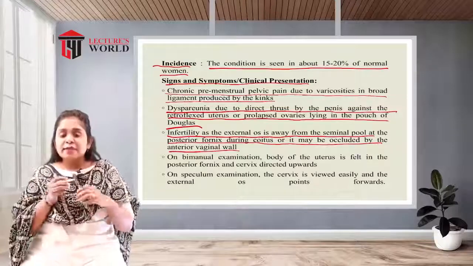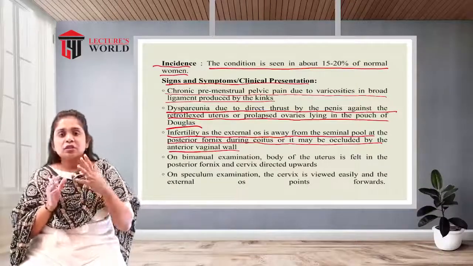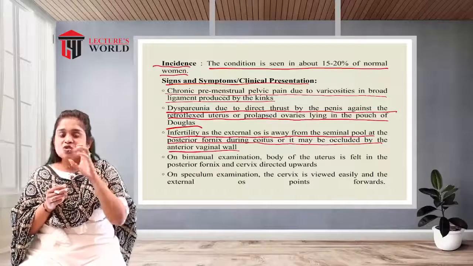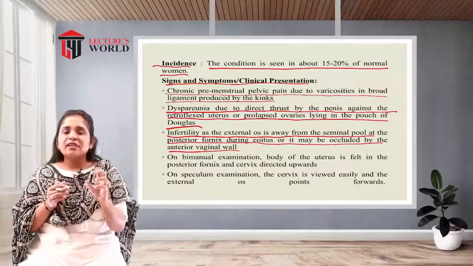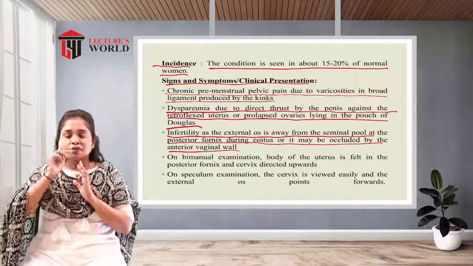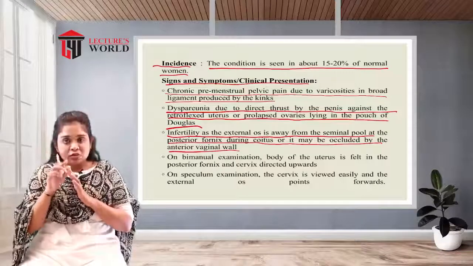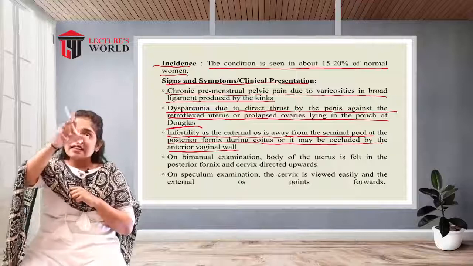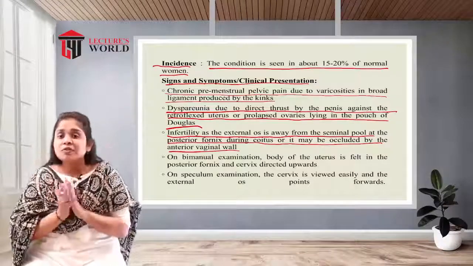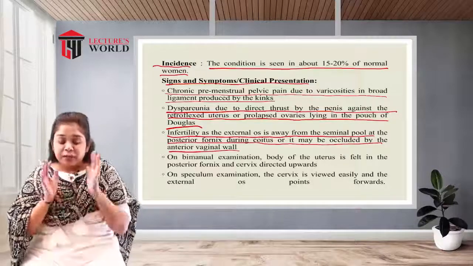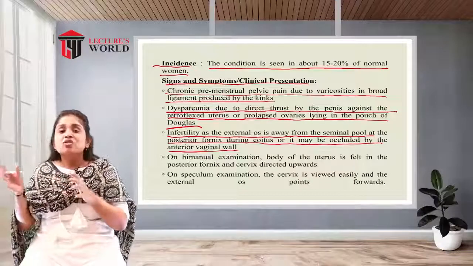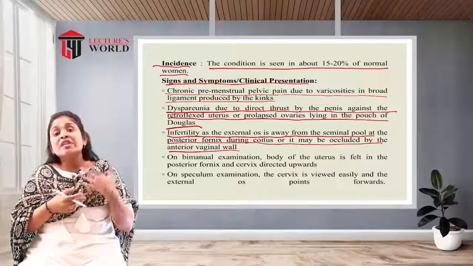Then after, infertility, as the external os is away from the seminal pool at the posterior fornix during coitus, or it may be occluded by the anterior vaginal wall. If we want fertilization, deposition of sperm takes place in the supravaginal region, and from there the sperm travel to the cervical part, the body, then directly from the fundus to the fallopian tube. That is the normal physiology of fertilization. But here the whole uterus is going backward, so there is a chance of infertility.